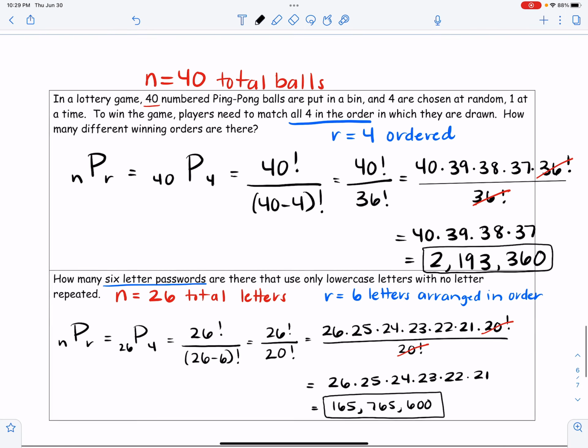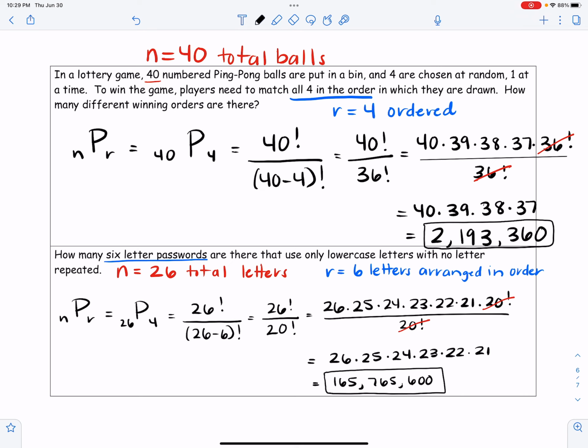All right, so again, just to look at a couple of additional examples of where this is used, it's anytime you have a total number of objects, but you only want to order some of them. There are 40 total balls, but only 4 of them are drawn and ordered. That's how you know to use nPr.